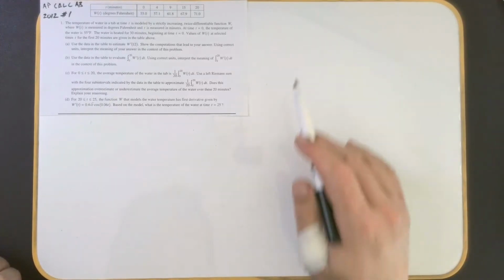Alright, so we have a tub full of water that's fairly cold for bath purposes, and they start heating it up. So we go from 55 degrees to 71 degrees, and they give us some selected times. So I think we know what's going on. Since it is a table of values question, let's go ahead and use the strategy of sketching the graph.